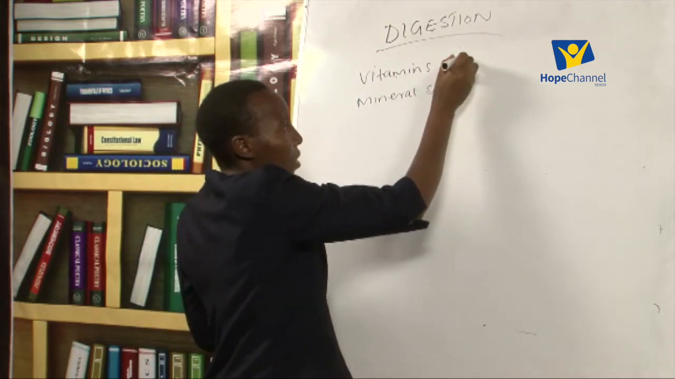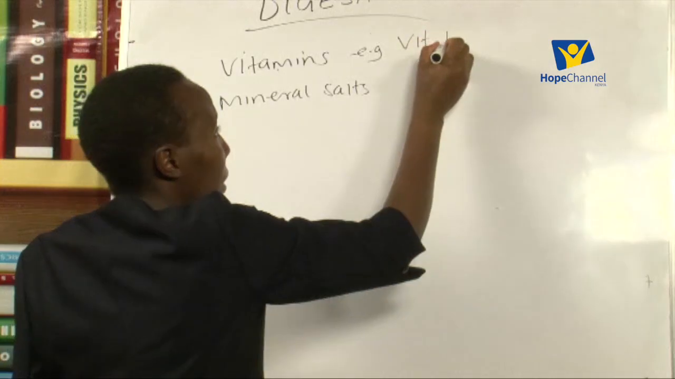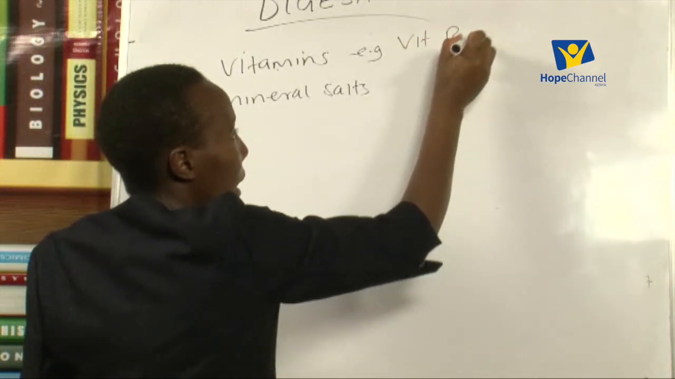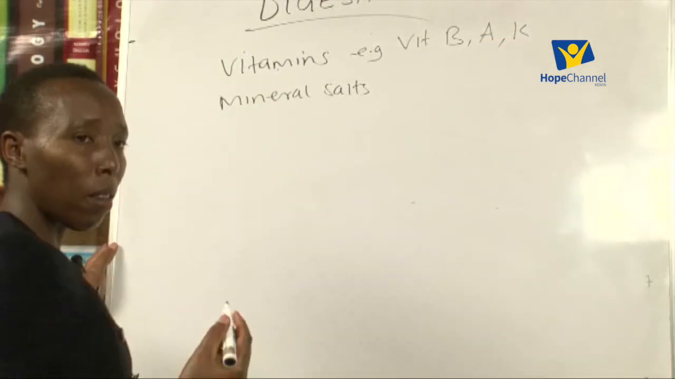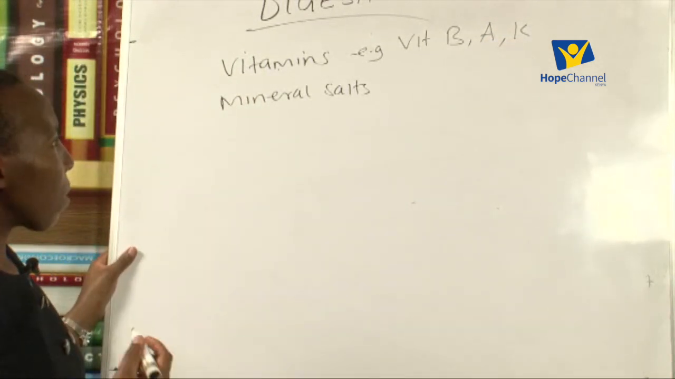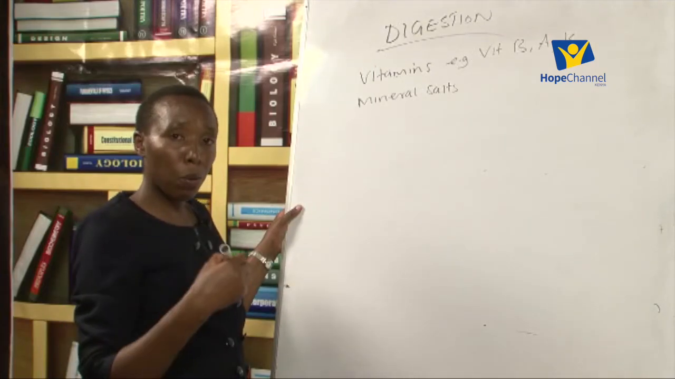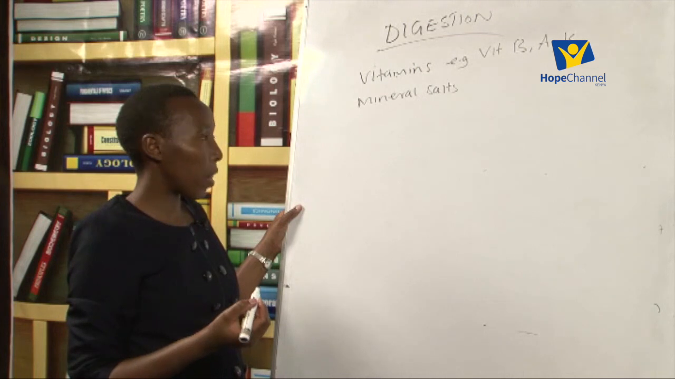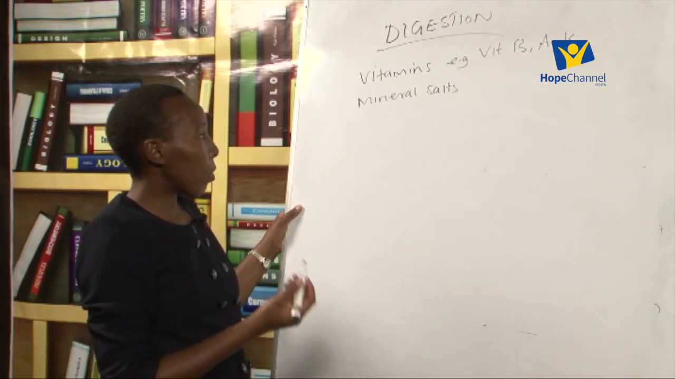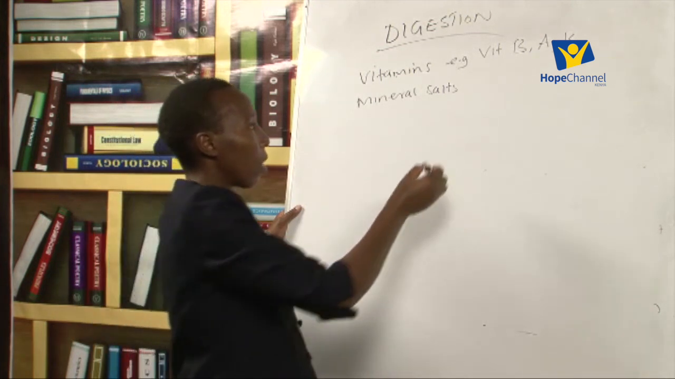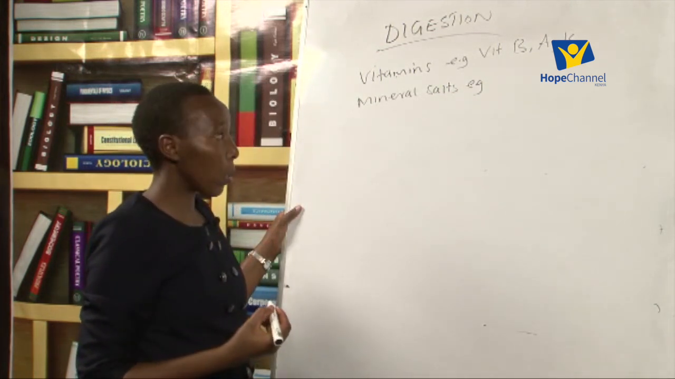Vitamins, so we have examples of vitamins. We have vitamin K, vitamin B, vitamin A. There are so many, which we find in the food that we eat. So these vitamins are not digested, but they are absorbed into the bloodstream, then of course transported to various parts of the body. The mineral salts that we eat, where do we also find them? In the food substances that we eat.